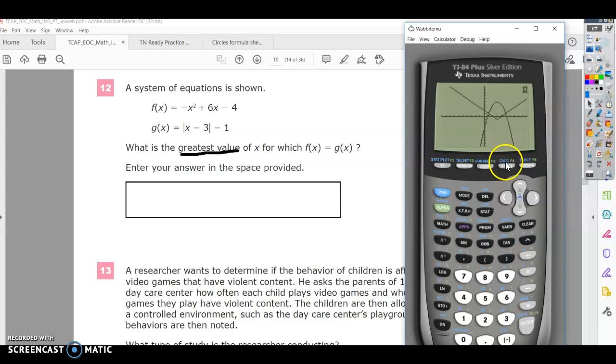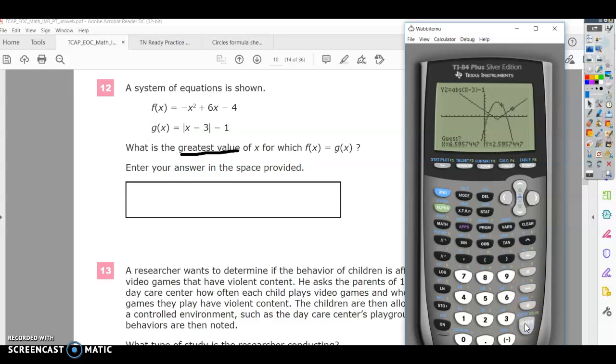So I'm going to do second, trace, and go to number 5, which is intersect. And the little cursor is blinking right here, but we don't want over here. We only need the second curve. So I'm going to go close to the second point I want, and I'm going to hit enter. And then I need to go to the other side of it. So what I need is for this to be isolated on each side of this point. So when it says first curve, second curve, I need one to the left and one to the right, and that's going to isolate these values and find what I need.